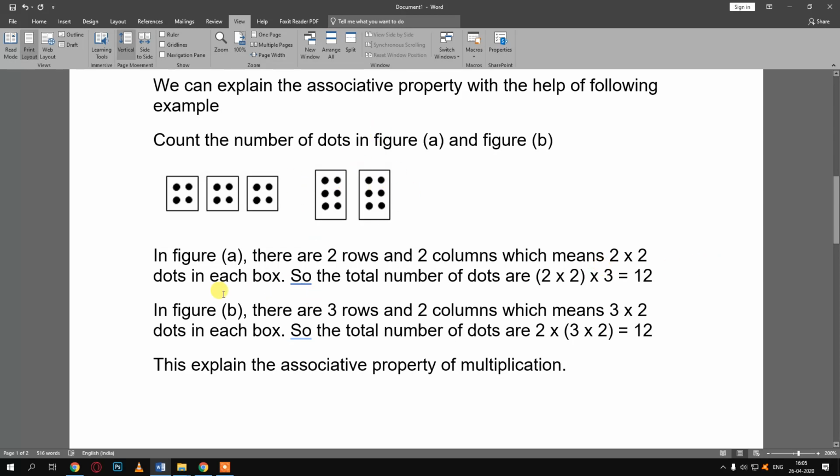In figure B, now we have done the grouping in a different way. Now here there are 3 rows, 1, 2, 3, and 2 columns, 1, 2. In each box there are 3 into 2 dots. Total how many dots are there? 2 into inside bracket 3 into 2. 3 is representing rows, 2 is representing columns, and this other 2 is representing the total number of boxes. So when you multiply again, we are getting the answer as 12. So we have done the grouping in a different way, but we are getting the same answer 12. So this is the associative property of multiplication.